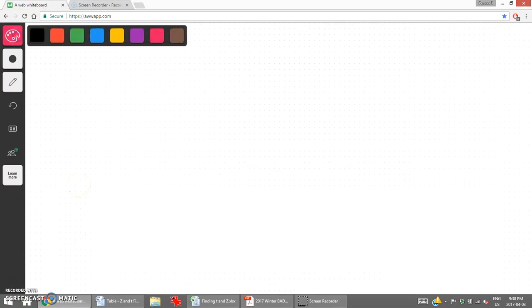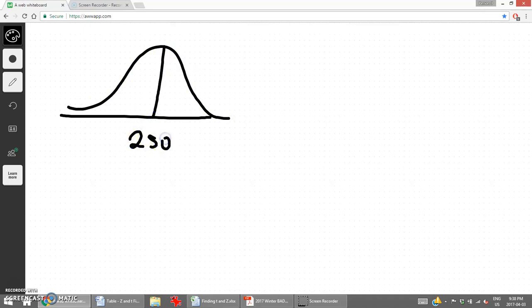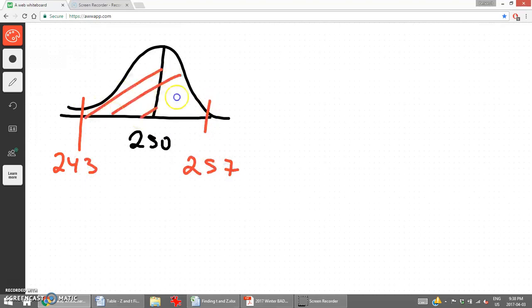So first of all, let's draw out the distribution. It's always good practice. There's the average, 250, and 243 is down there, 257 is up there. We want to determine all of that area, or that probability. We know from the previous question that the standard error equals 5.